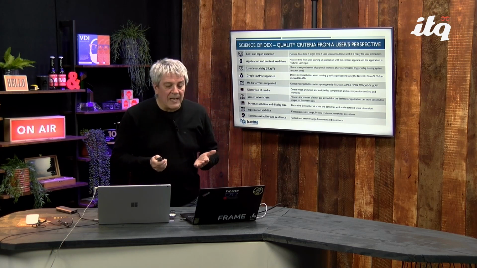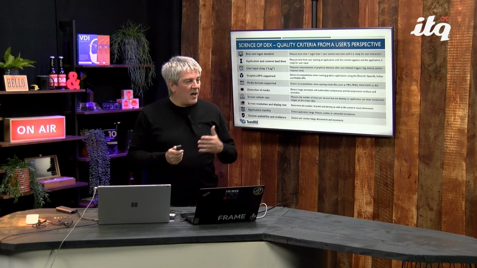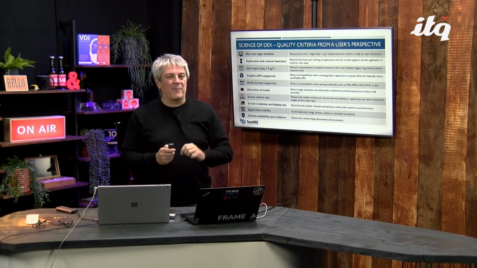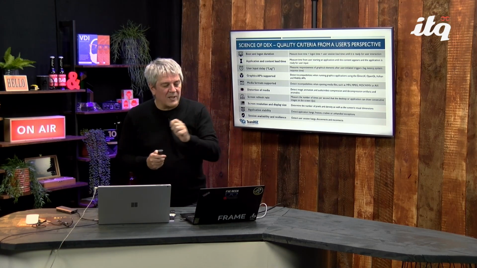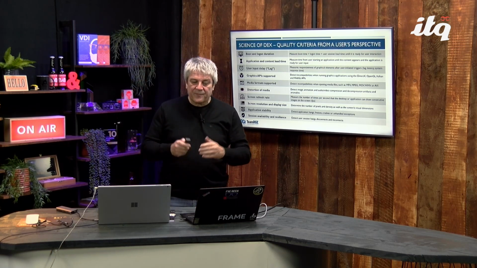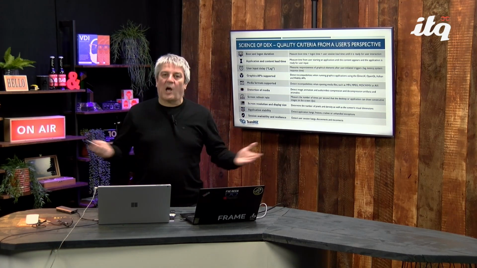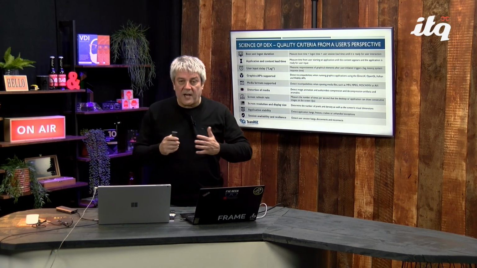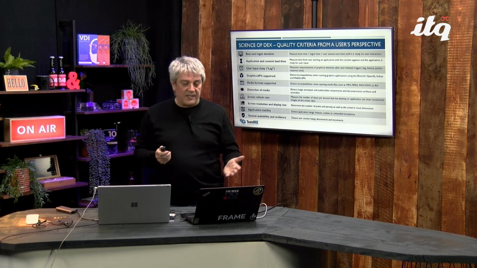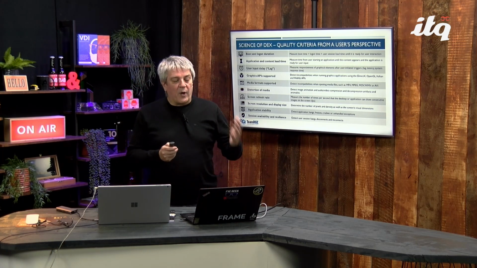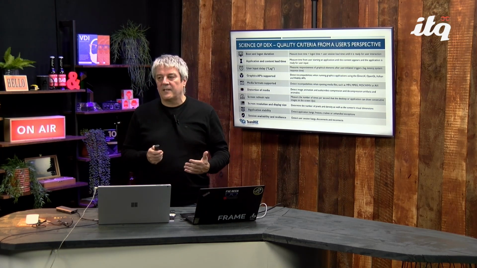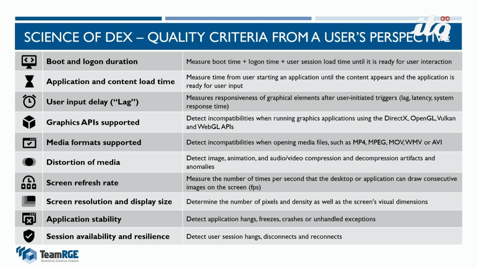What's the user input delay? So when graphical elements are shown, what's the reaction time of the system when you click on something, how long does it take until these graphical elements are there? Are all graphics APIs supported? Are the media formats supported? If the media formats are supported, are they distorted? Are there any anomalies? And you will see some of these anomalies in a couple of seconds. What are the screen refresh rates that you get in the different environments? The screen resolution, the application stability, the application and session availability, and the resilience. These are the things that users are interested in.